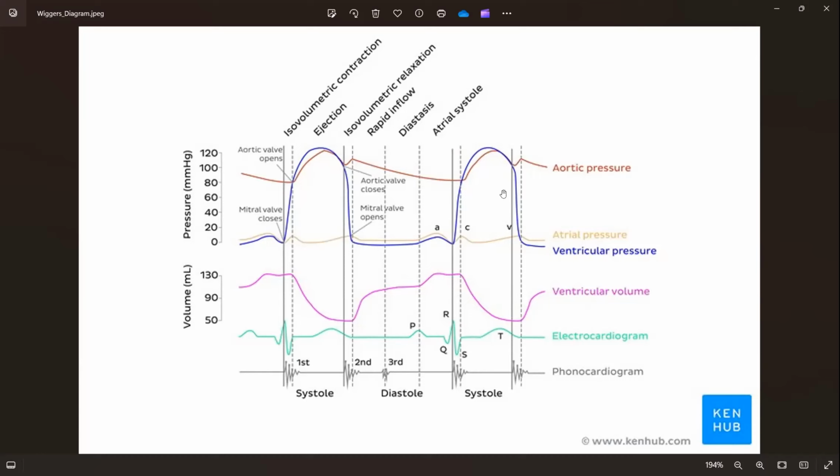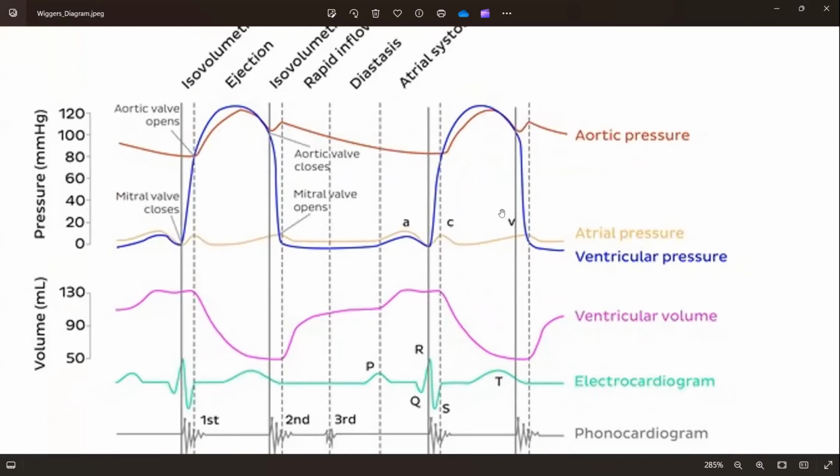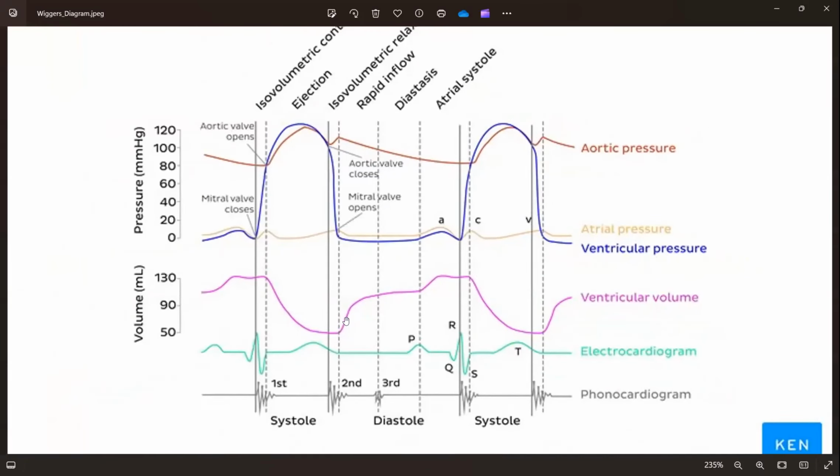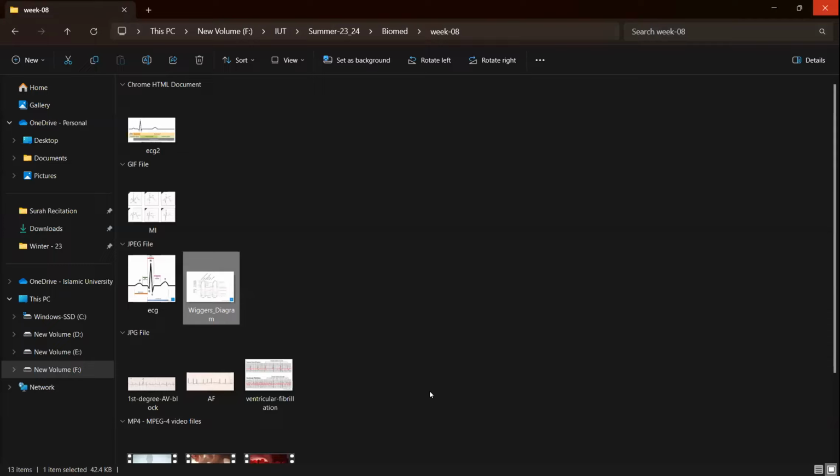So this is the ventricular pressure, and this is the atrial pressure. You see the atrial pressure is comparatively much lower, and the ventricular pressure is very high compared to it. And for the volume, when the pressure increases, the volume decreases, so you have the opposite curve. So these are different measures related to ECG, not just one. Okay, let's go back.